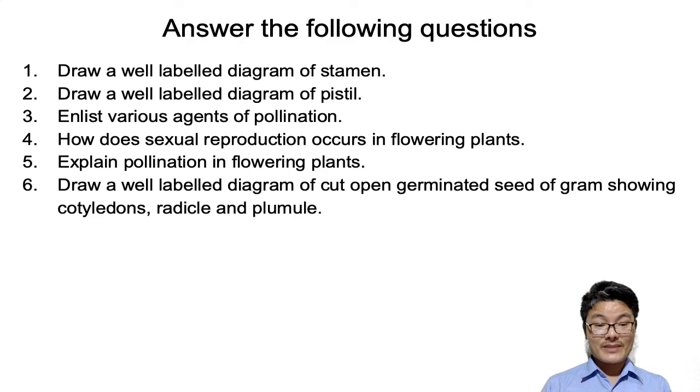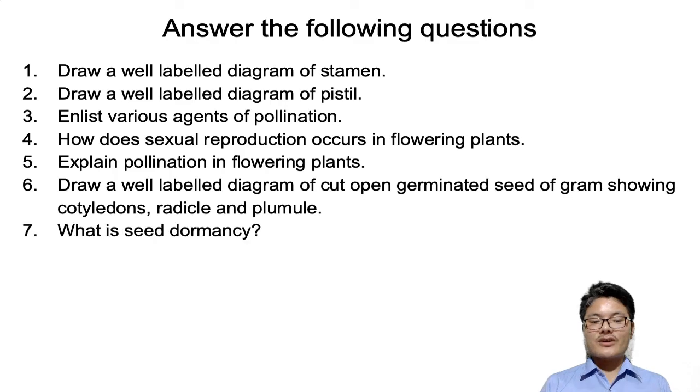And the sixth question demands you to draw a well-labeled diagram of a cut open germinated seed of gram showing cotyledons, radicle and plumule. And the seventh question is for you to describe seed dormancy. So I'll modify the question here. See, it should be a question mark, right?